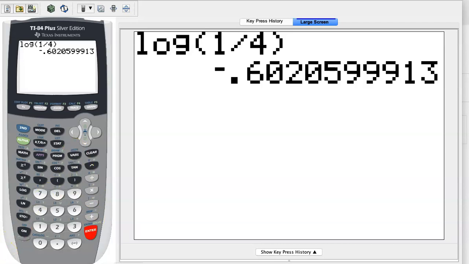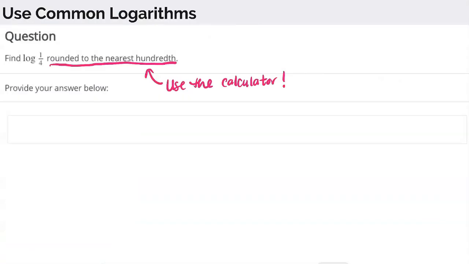0.602. So if we go back to the problem, it said to round to the nearest hundredth. So we would enter this as negative 0.60, if we're answering to the nearest hundredth.